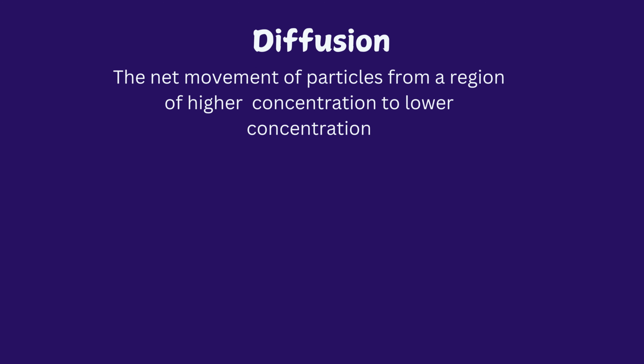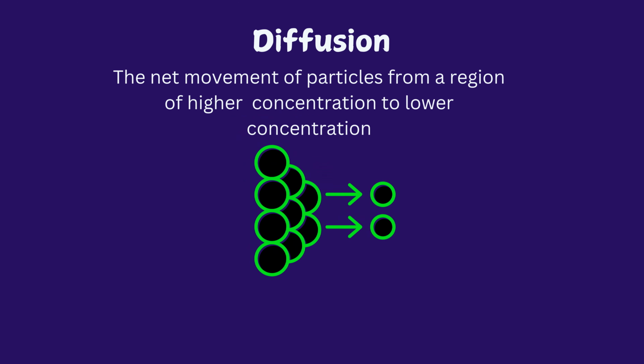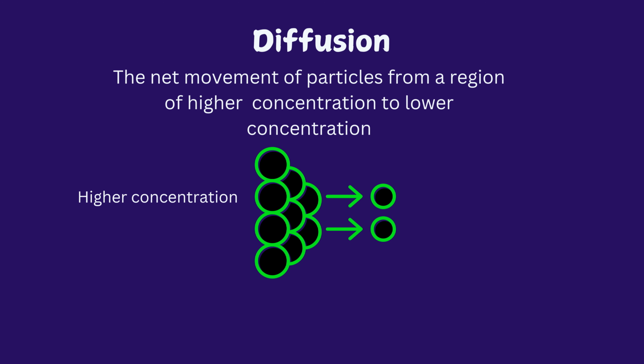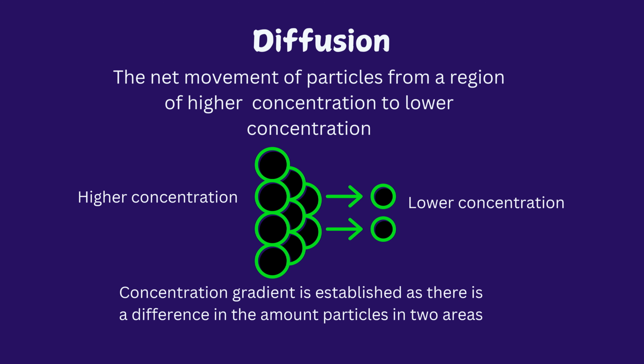Let us talk about diffusion for a bit. Diffusion is the net movement of particles from a region of higher concentration to lower concentration. In diffusion, we say that a concentration gradient is established. What do we mean by that? A concentration gradient is established when there is a difference in the amount of particles in two areas. For example, you're seeing where there are 9 particles on your left and only 2 on the right. So that's a concentration gradient.